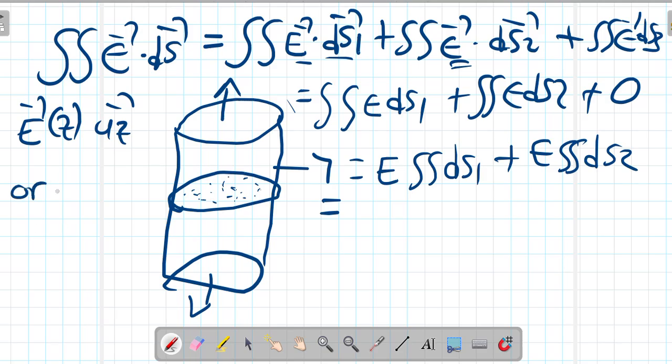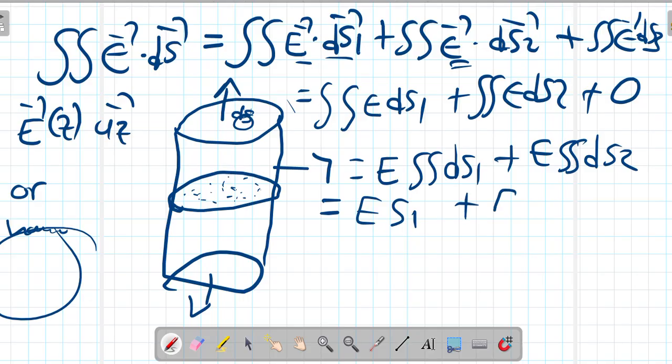Again, I repeat: whenever you are integrating on this ds1, it is a smaller portion of, let's say you have s1, ds1 is like a smaller portion of. So whenever I have the double integral, the surface integral actually, it's just that surface. So E s1 plus E s2.